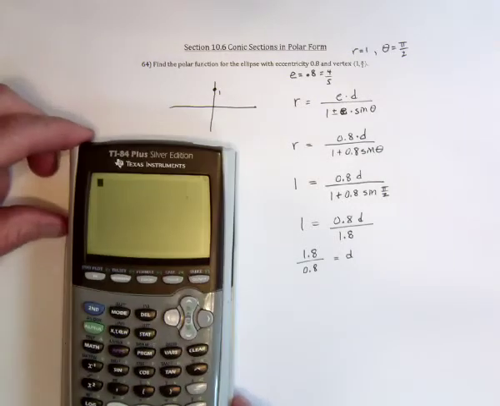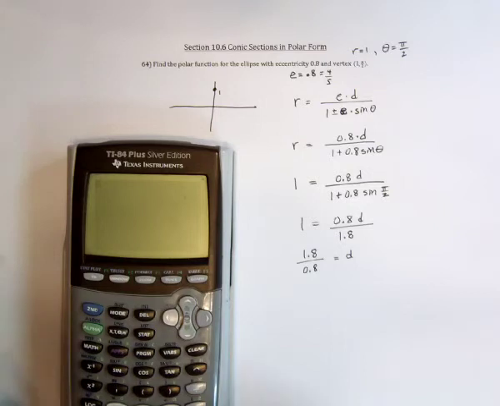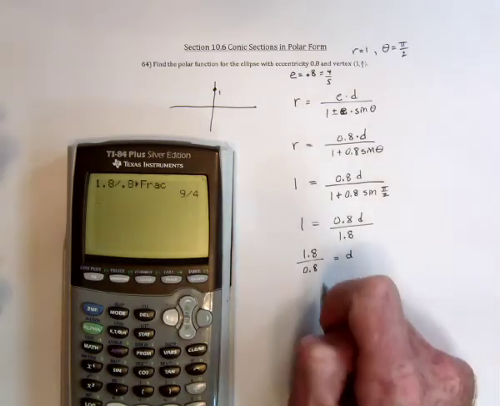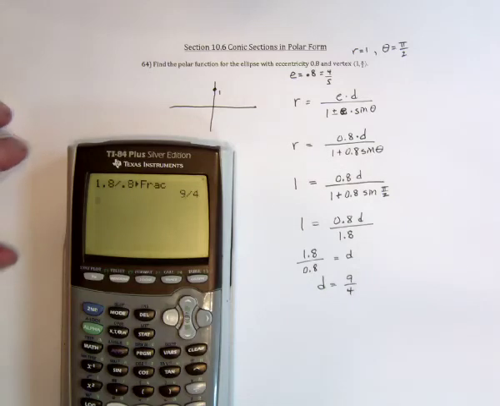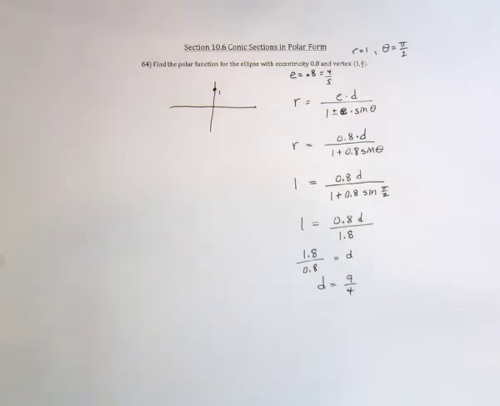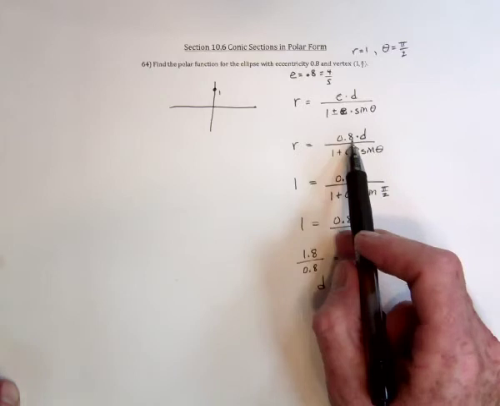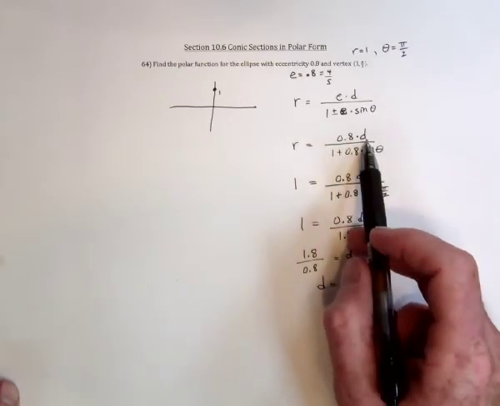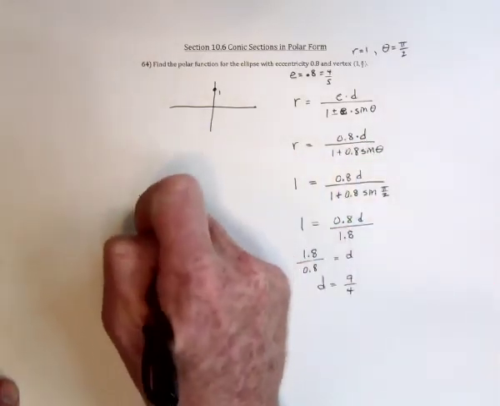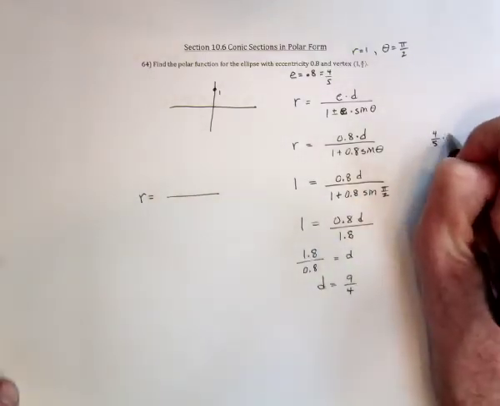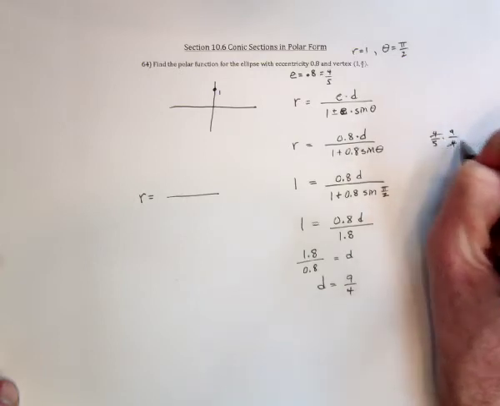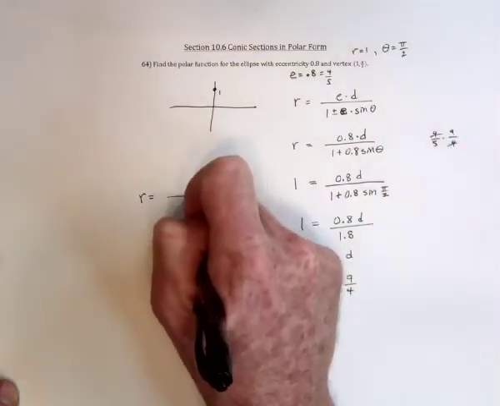So then 1.8 divided by 0.8 is 9/4. d is equal to 9/4. Alright, so if we put that back here, this is going to be 4/5 times 9/4. So r is equal to 4/5 times 9/4. It's going to be 9/5.